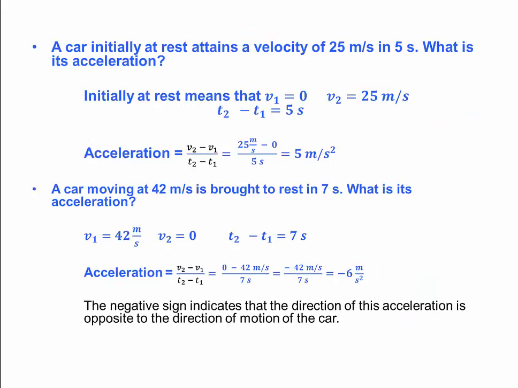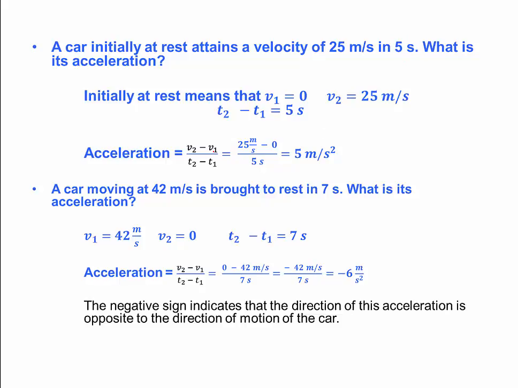All right, let's do a couple of problems. A car initially at rest attains the velocity of 25 meters per second in 5 seconds. What is its acceleration? Now, what is its initial velocity? Initially at rest. It means the initial velocity v1 equal to 0. And it changes its velocity to 25 meters per second. v2 is 25 meters per second. And this happened in a time interval of 5 seconds.